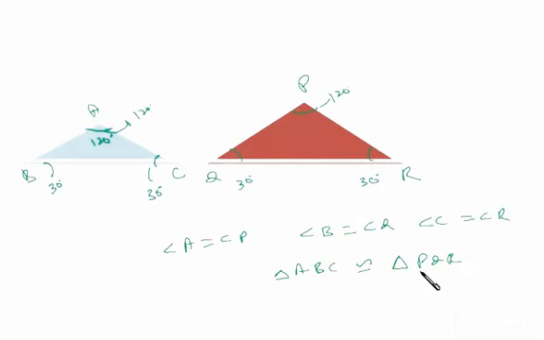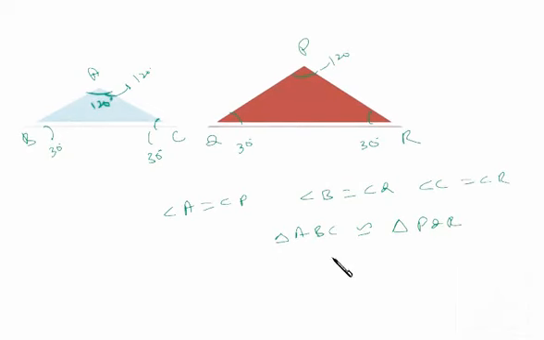Now if the two triangles are similar, their sides will always be in ratio. That means I can say AB by PQ is equal to AC by PR is equal to BC by QR. Okay. So if the two triangles are similar, their sides will be in ratio. And when the two triangles are similar, their corresponding angles are equal. Okay.